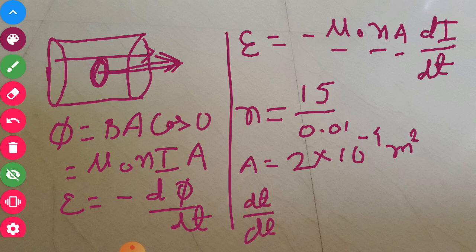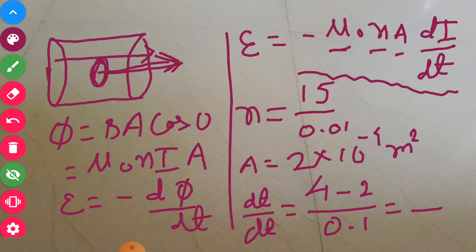The current changes from 2 to 4. So the final current is 4, the initial is 2, in how much time? It is in 0.1 second. So this value you can find. Mu 0 is known to you. If you put these values in this equation, then you will get the final answer, that will have a negative sign. A negative sign shows the presence of Lenz's law, and if you find the magnitude, then make it positive.